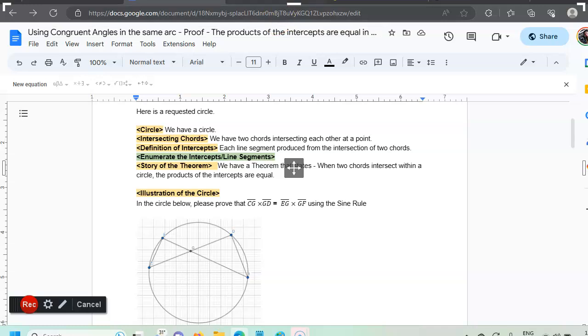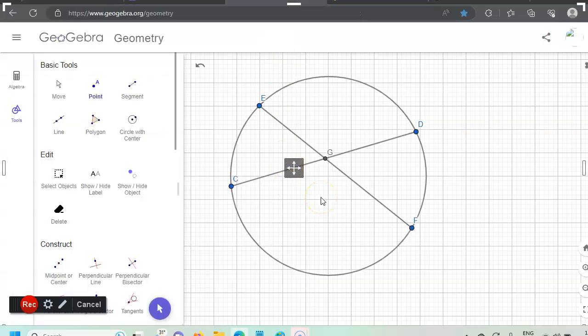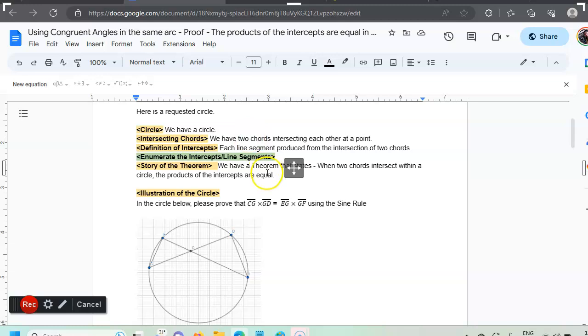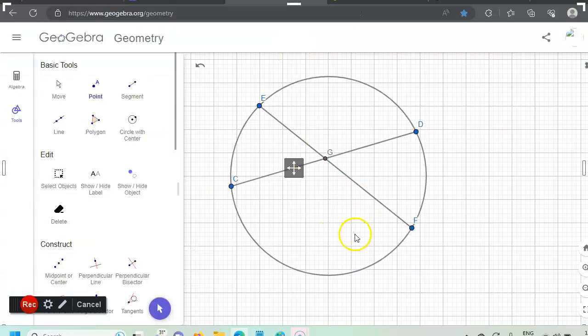Next, what are intercepts? Intercepts are the line segments produced from the intersection of two chords. So what are the intercepts in this illustration? We have intercept CG of chord CD, intercept GD of chord CD, intercept EG of chord EF, and intercept GF of chord EF. So we have 4 intercepts.